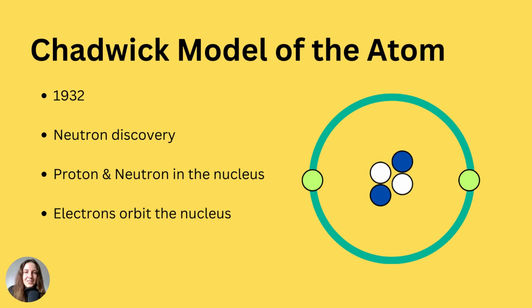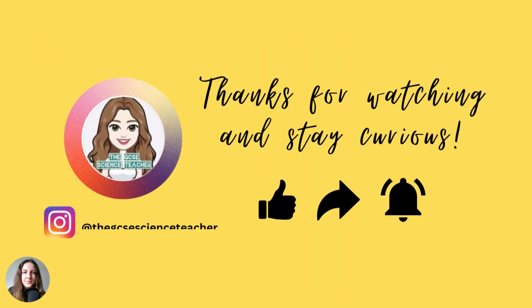Later on in 1932, Chadwick came up with the model that we see more often now in textbooks and what we see as the typical atomic model. And this was 20 years after the nucleus became an accepted idea. Essentially, Chadwick was responsible for the discovery of the neutron. So the neutrons we know are found within the nucleus along with protons, and the electrons orbit them. So this is a huge difference to what it started off like.